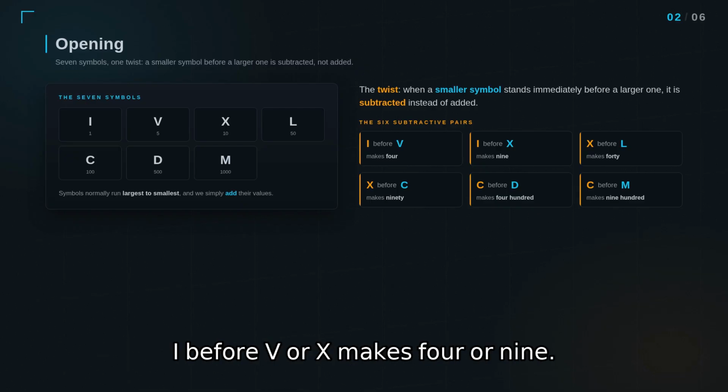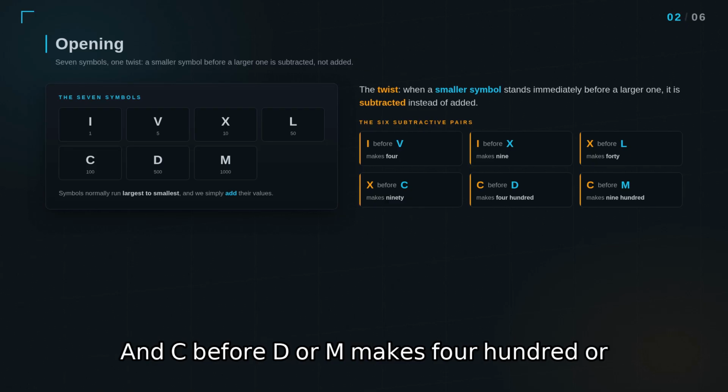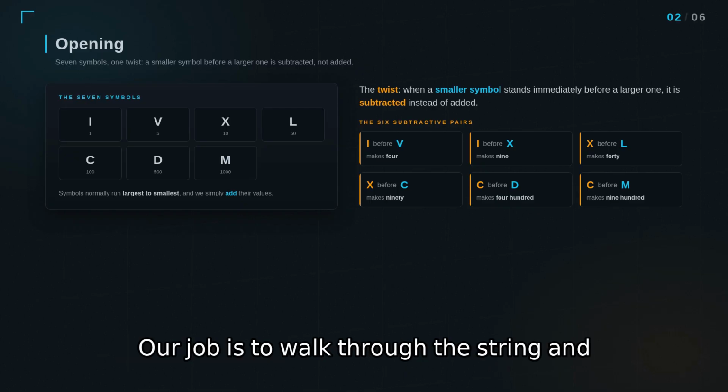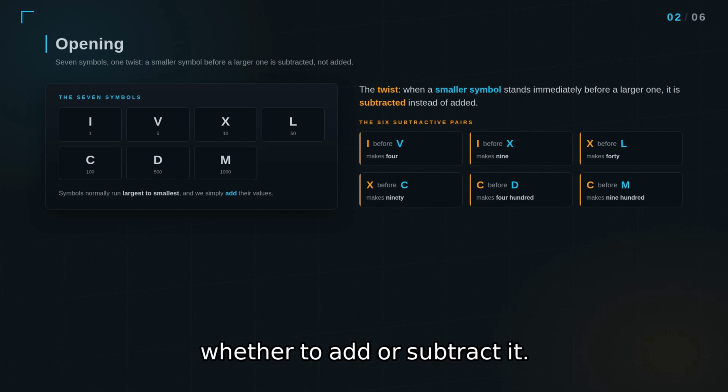I before V or X makes 4 or 9. X before L or C makes 40 or 90. And C before D or M makes 400 or 900. Our job is to walk through the string and decide at each symbol whether to add or subtract it.